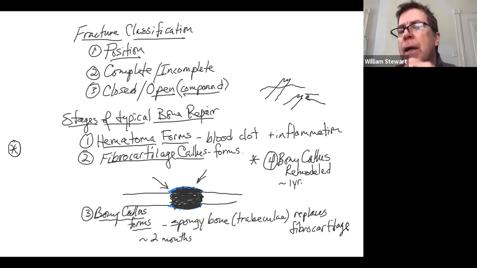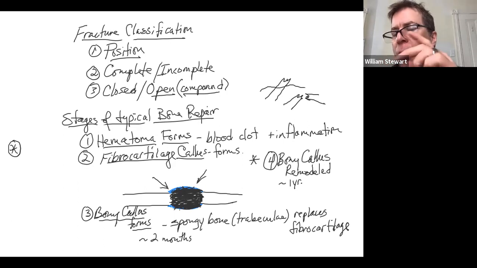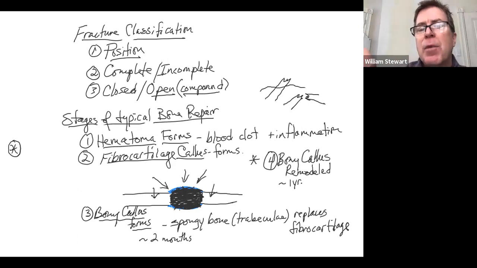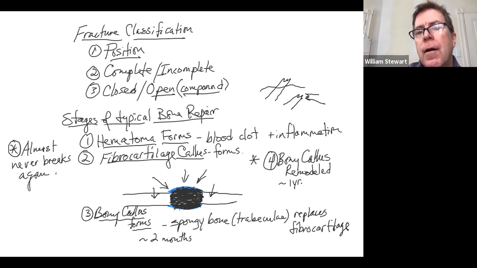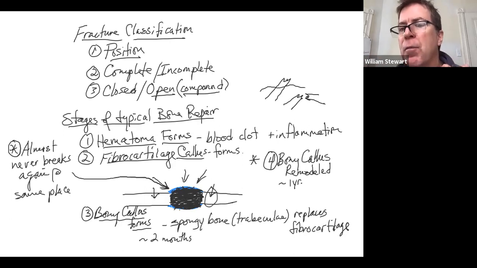Rarely does a bone ever break in the same place twice, because if this repaired bone is subjected to trauma in the future, it is weaker here and here than it is here. So a bone almost never breaks in the same place twice. Never is a strong word, so I'm just going to say almost never breaks again at the same spot. And now you know why, because that new tissue is actually stronger than the surrounding bone.